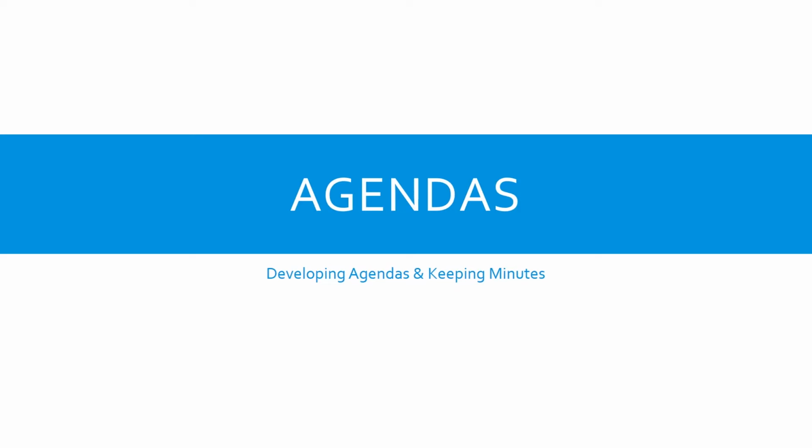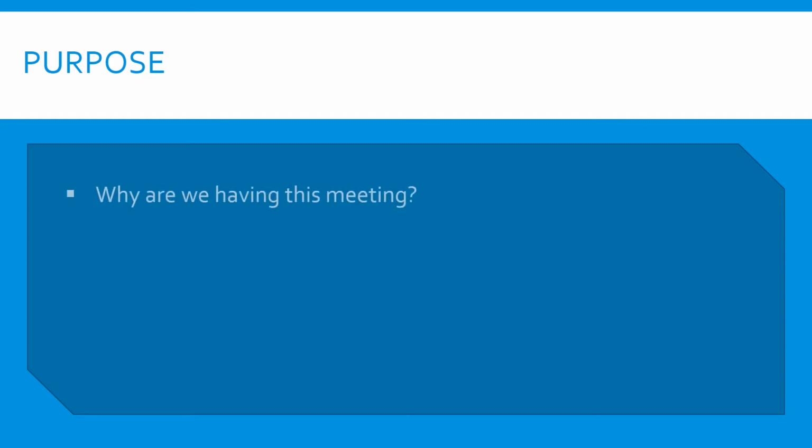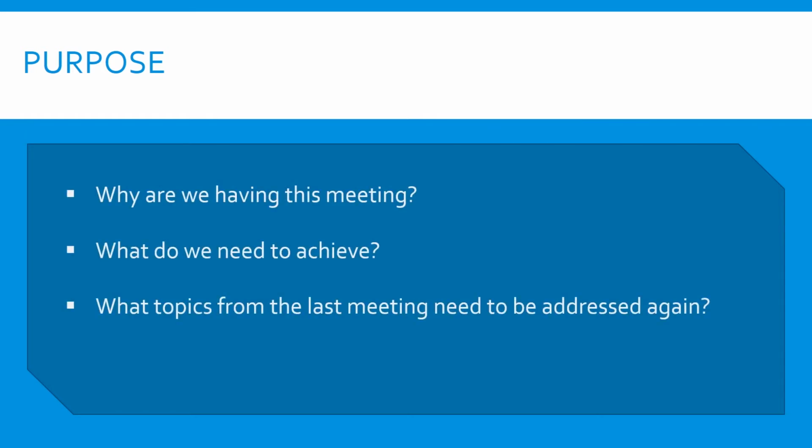When preparing an agenda for a meeting, whether it be a regular scheduled meeting or a special called meeting, keep the following in mind. Purpose. Why are we having this meeting? What do we need to achieve? What topics from the last meeting need to be addressed again? And what new topics need to be addressed?